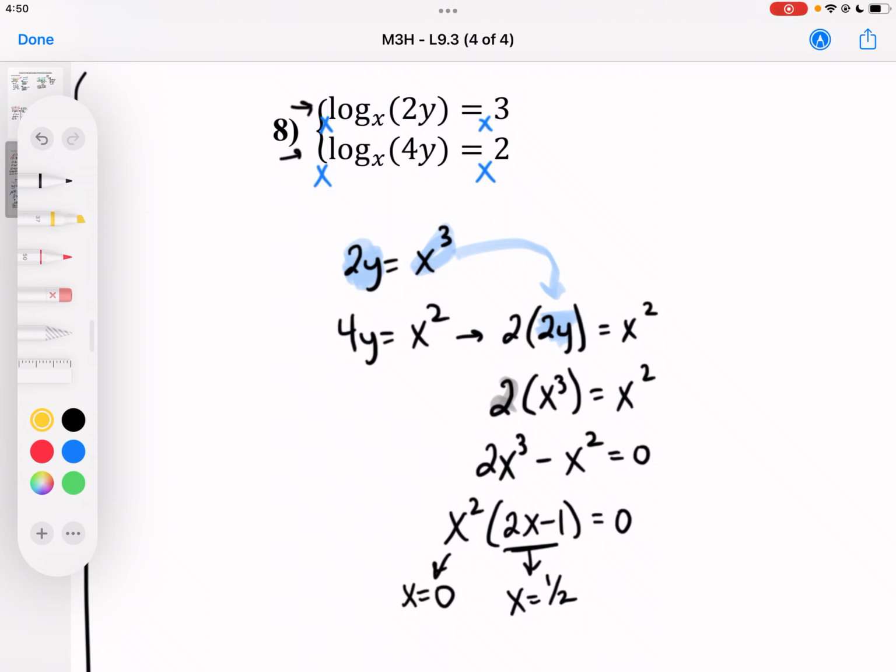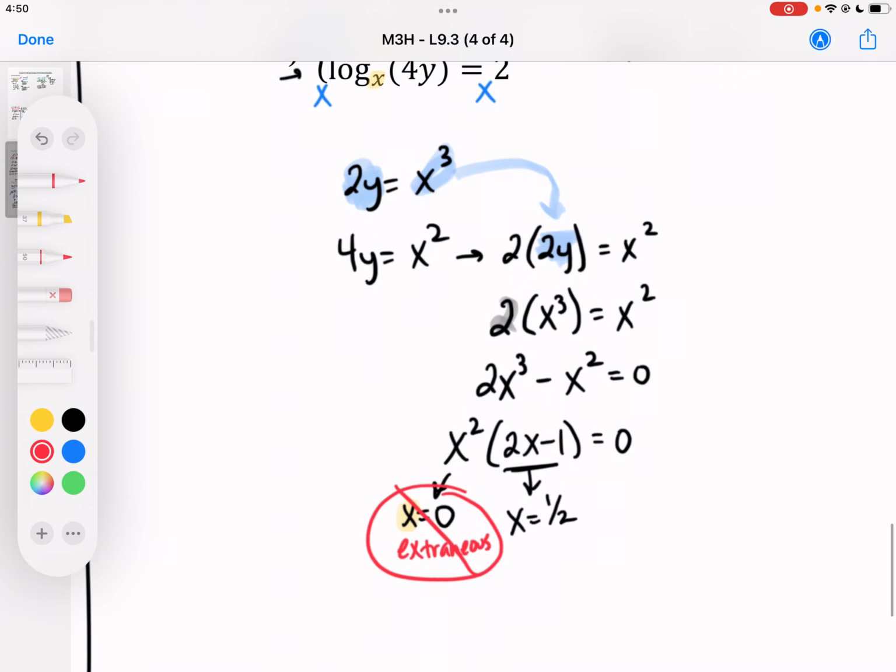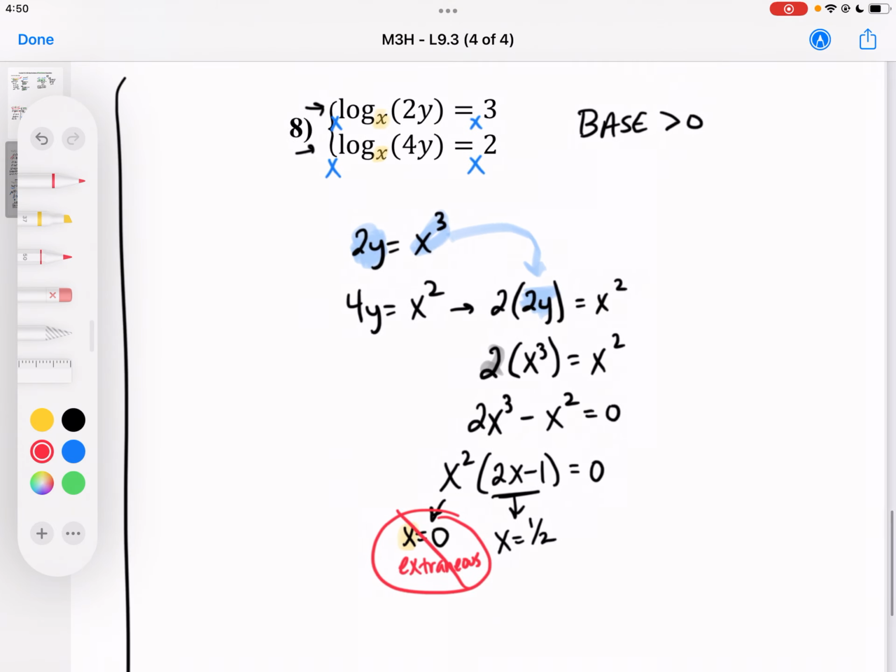And with logs, once again, you can identify extraneous solutions pretty quickly. So we found x's, and the x is in the base. And if you remember about bases of logs, the bases also have to be greater than 0. So they can't equal 0, meaning this value, 0, is extraneous. And we only have to deal with the 1/2.